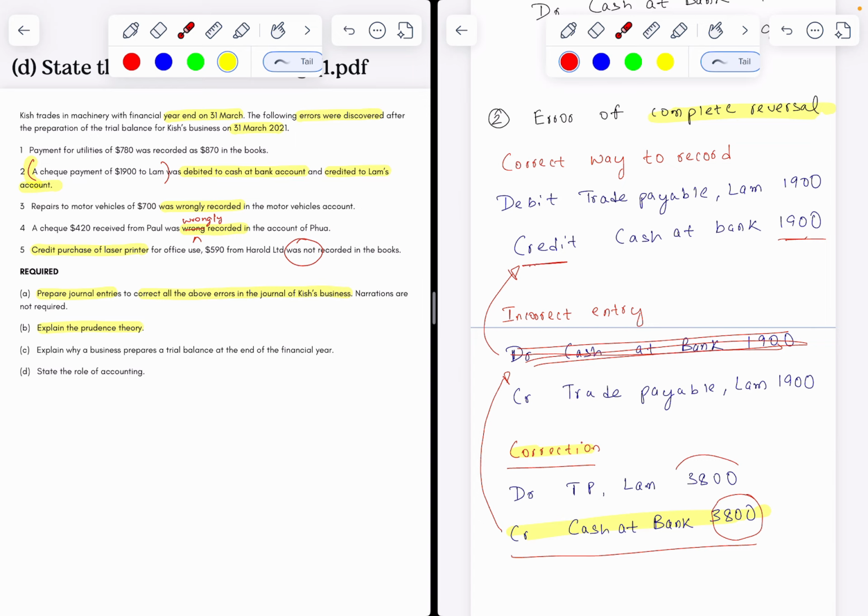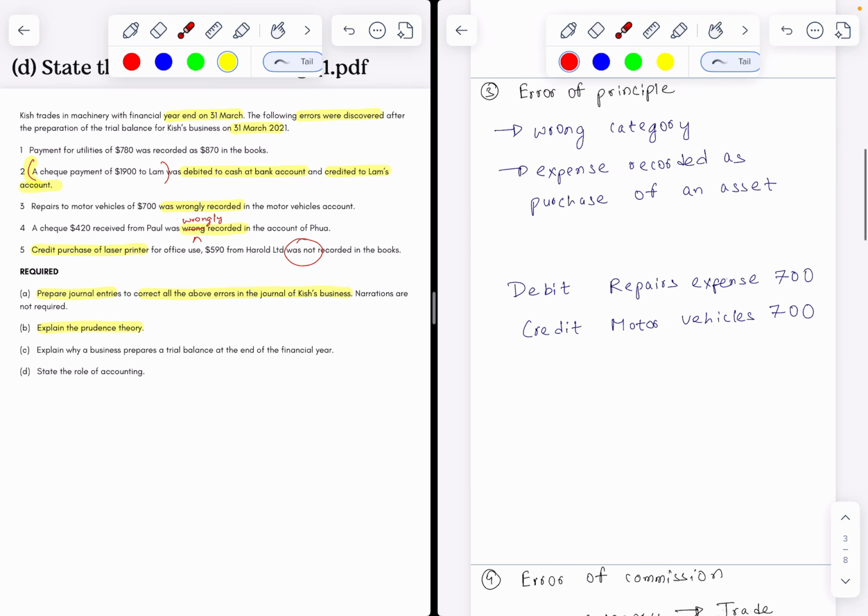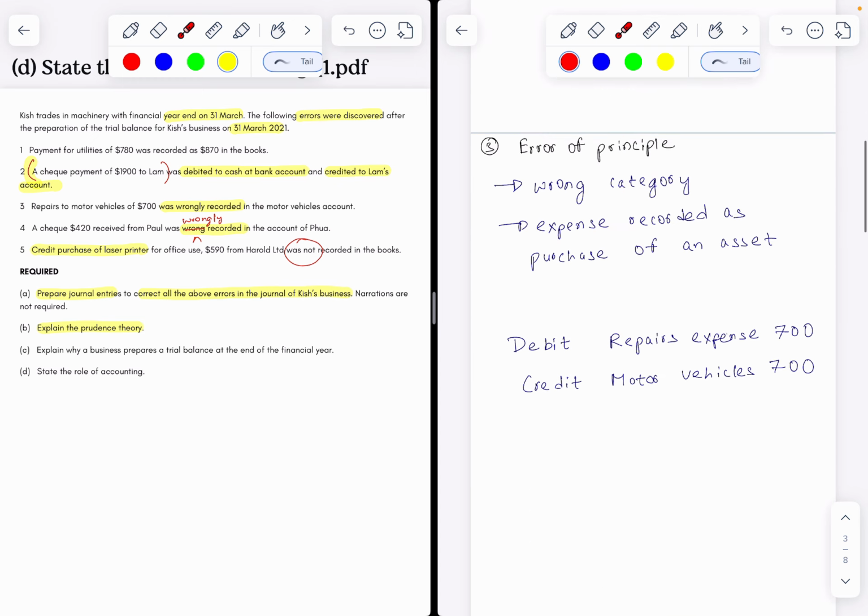Always remember, once you have identified an error of complete reversal, it is always going to be doubled when it comes to fixing it as part of your journal entries, okay? All right, so let's now move to the third error.